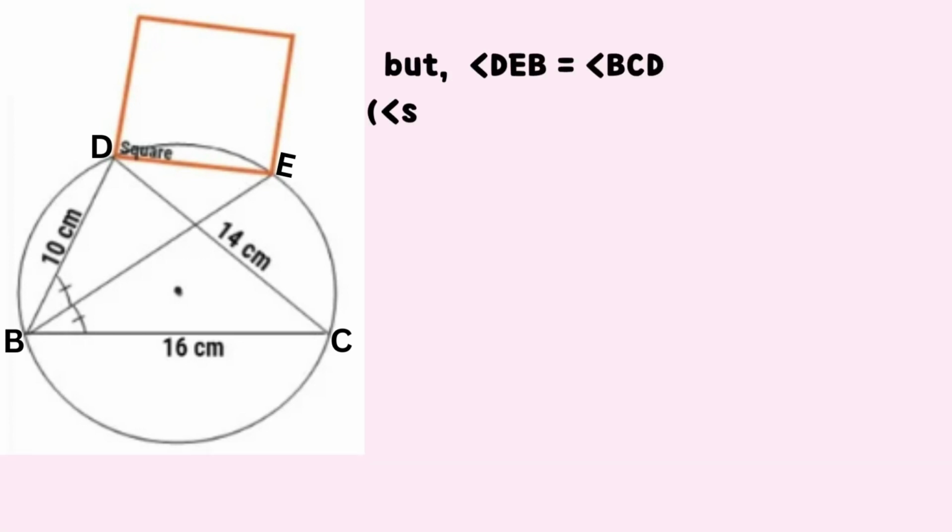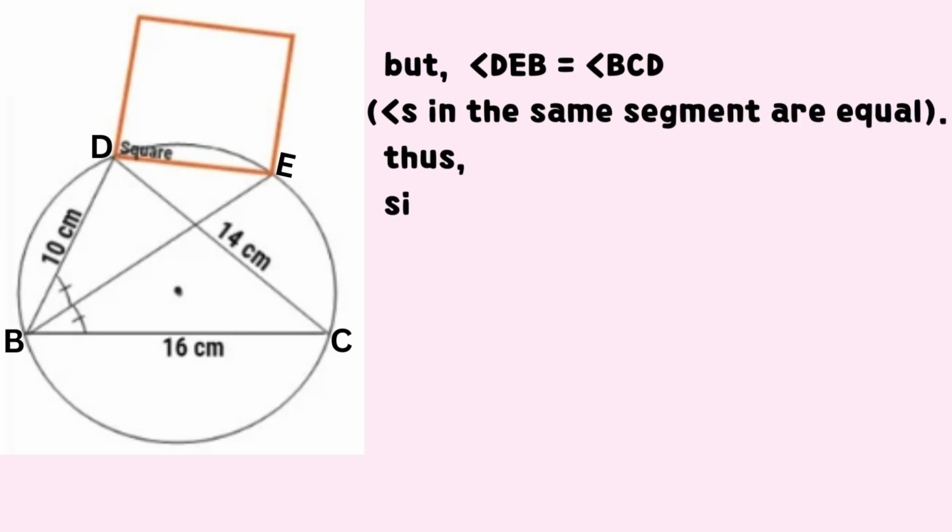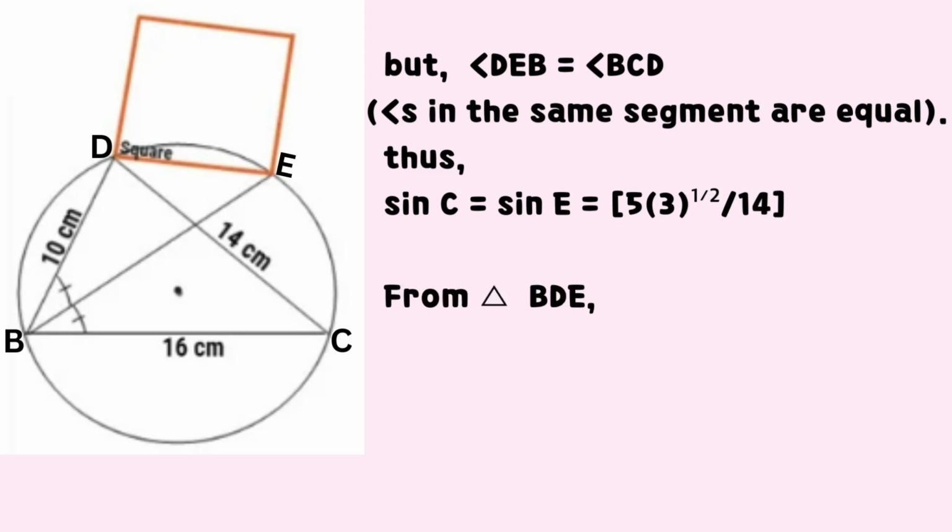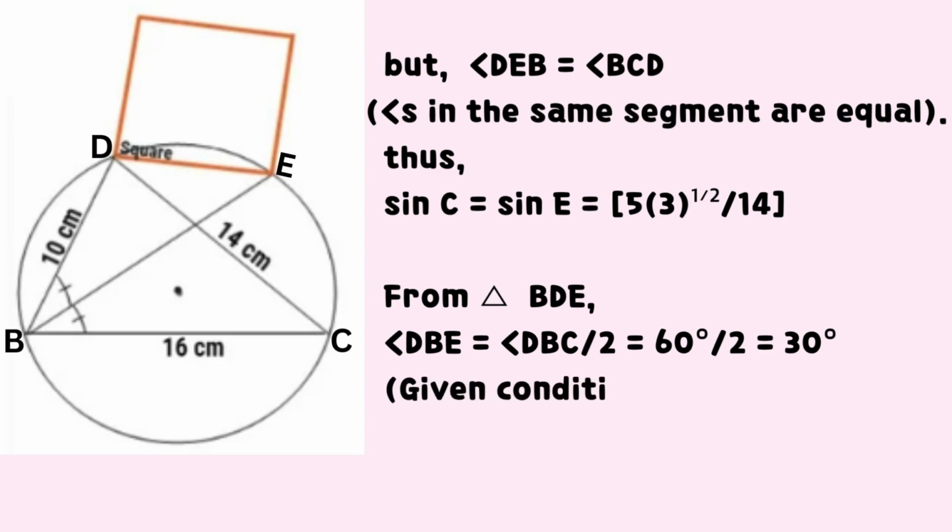Recall that angle DEB equals angle BCD. The reason is that angles in the same segment are equal. Thus, sine C equals sine E, which equals 5 times the square root of 3, all divided by 14. From triangle BDE, angle DBE equals half of 60 degrees, which equals 30 degrees.